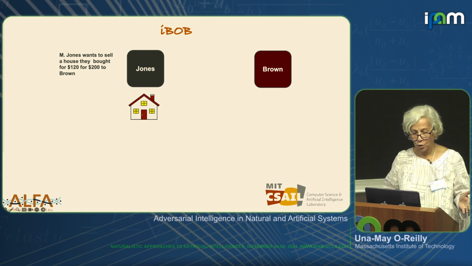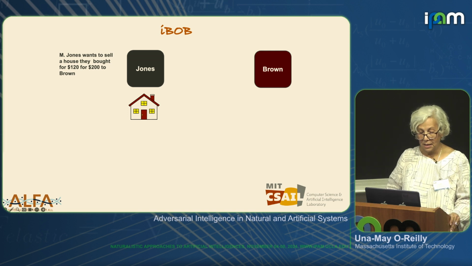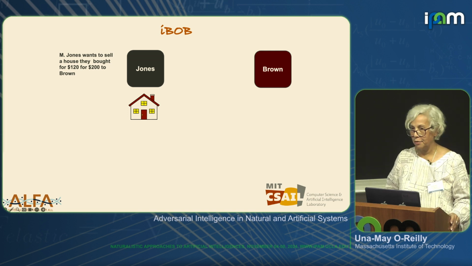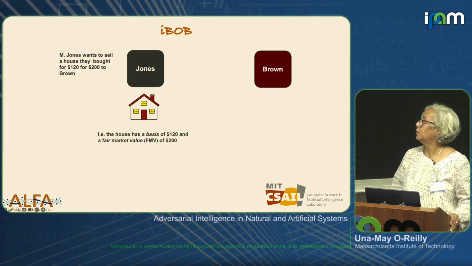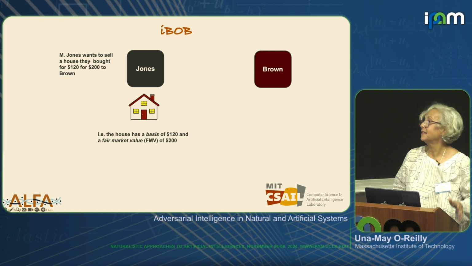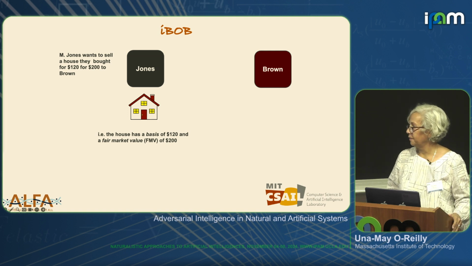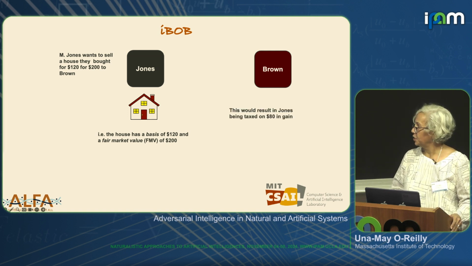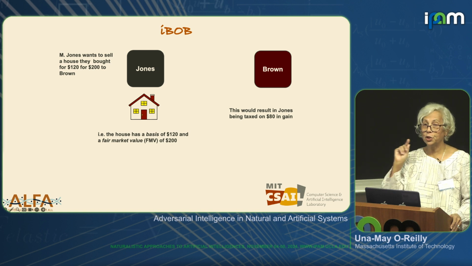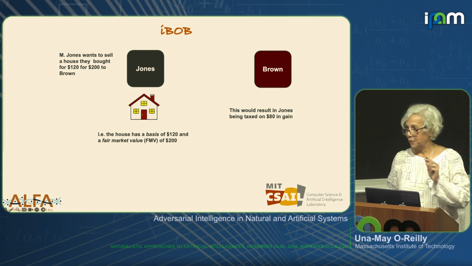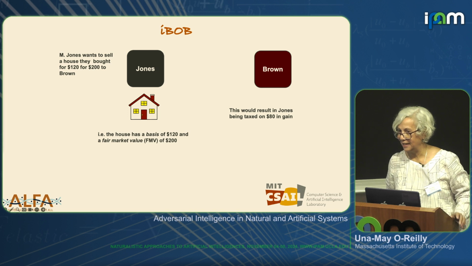But imagine Jones has a house. He bought it for $120. So he wants to sell it to Brown, and Brown's ready to pay $200. So what should happen? When you have a house that has a basis of 120 and a fair market value of 200, and you sell it to Brown, Jones should pay tax on that $80. So now I'm going to show you a scheme that hides the $80.